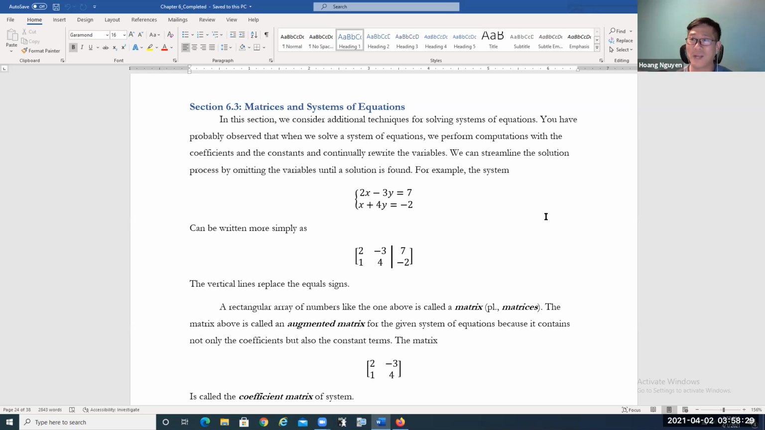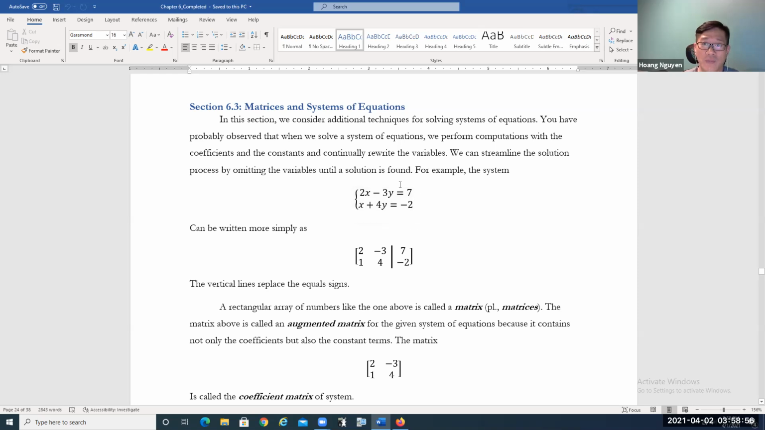So for example, let's take a look at a maybe easy system of equations. We have 2x minus 3y is equal to 7 and x plus 4y is equal to -2. In the previous section 6.2, we talked about the elimination method and the substitution method, right? So you might use that idea to deal with this system of equations, or we might use a matrix to deal with this system of equations.